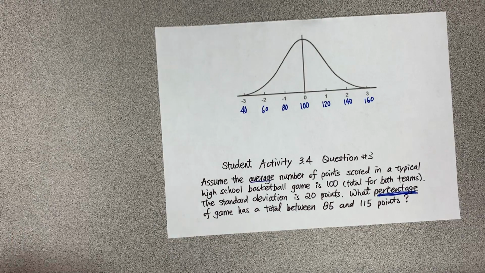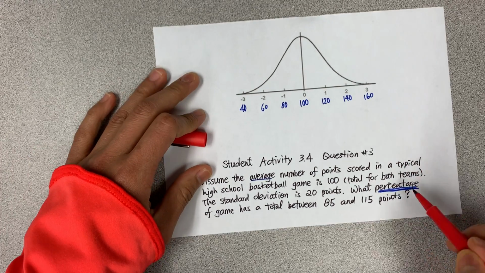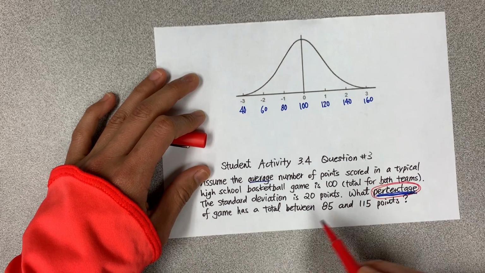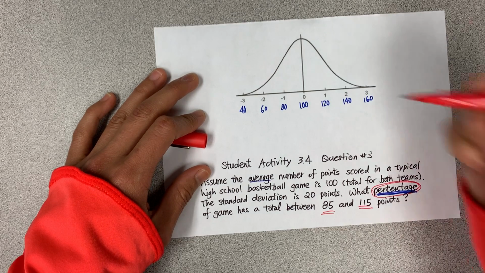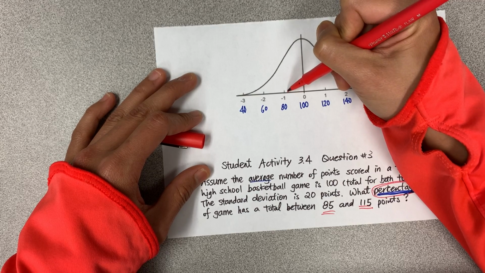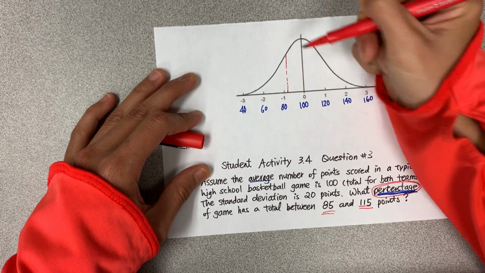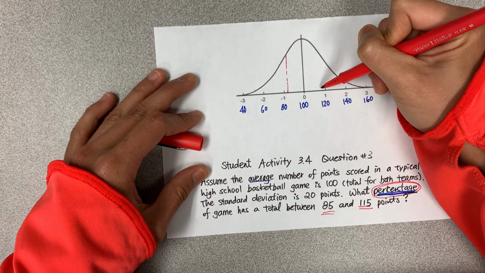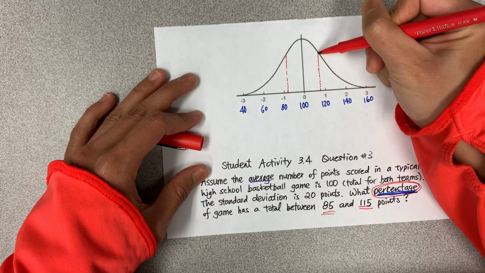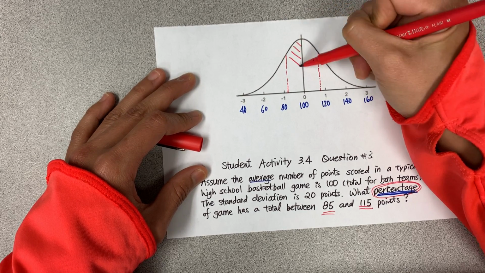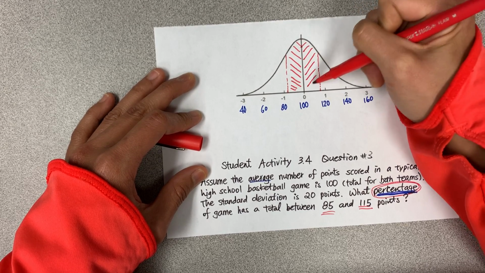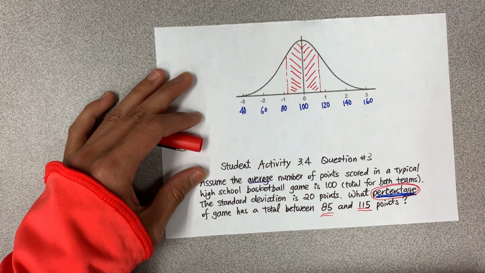So now the question is asking us, what is the percentage? Again, this is the key point, okay? Percentage between 85 and 115. So 85 is probably around right here, okay? So if we want to draw that there, and 115, so 115 is probably around there, okay? So here is what we're trying to find, okay? So how many percent is this red shaded area, okay?